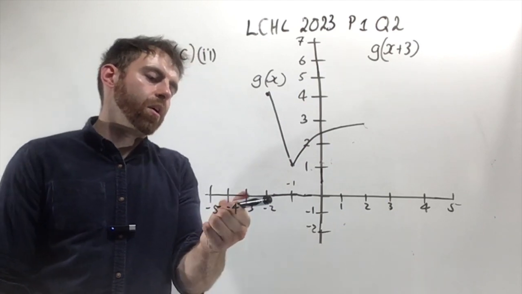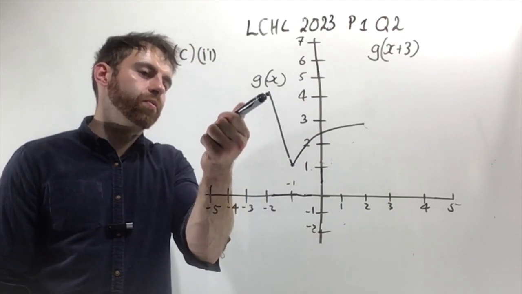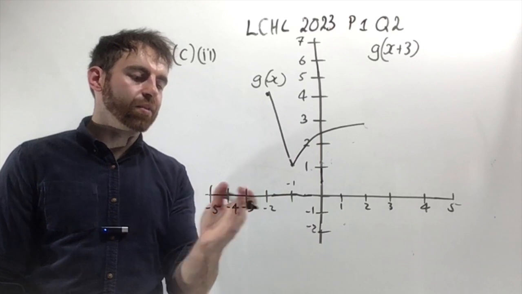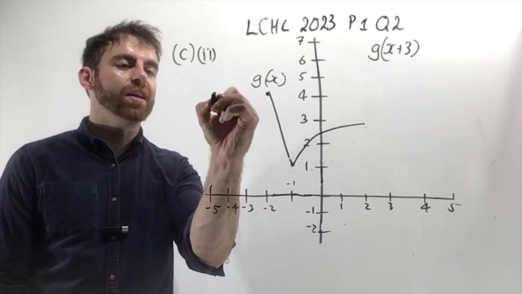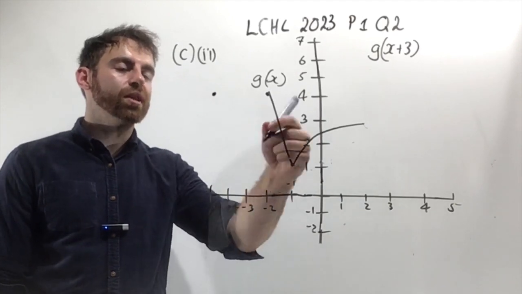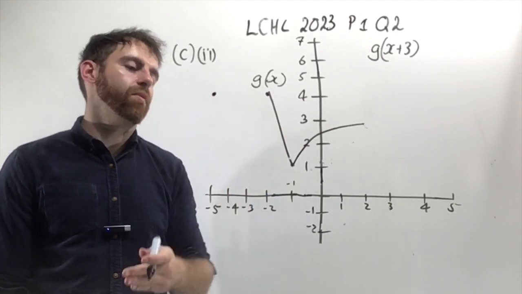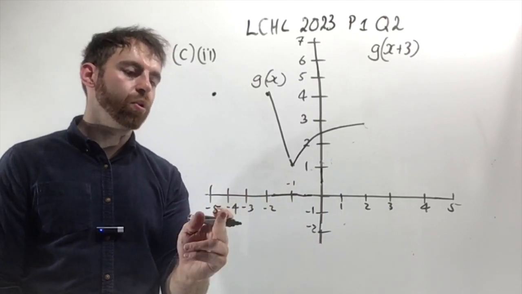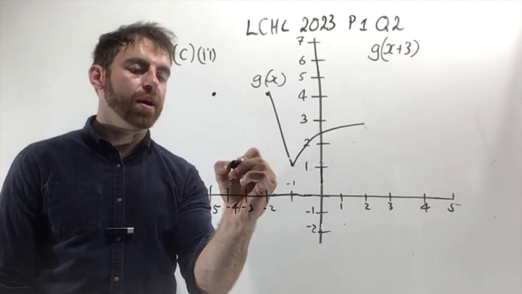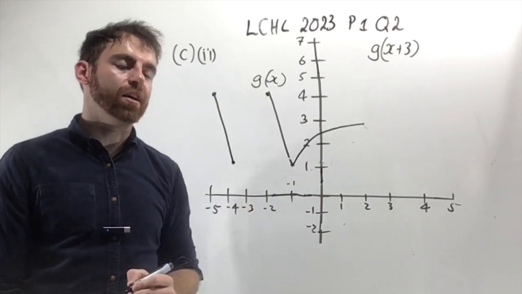So this time I'm taking the point minus 2, 4, and I'm moving the x value. Instead of having an x value of minus 2, I have to go 3 to the left. It's now going to have an x value of minus 5. So this point goes left 3 units to minus 5, 4. The point minus 1, 1 goes from x equals minus 1 to x equals minus 4, and that's the start. That's my straight line.